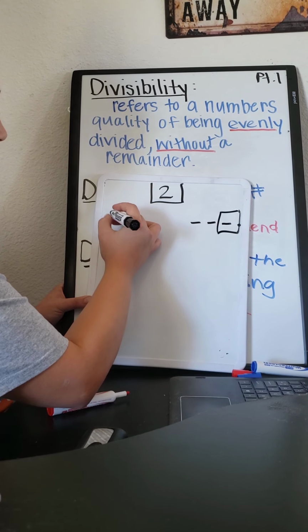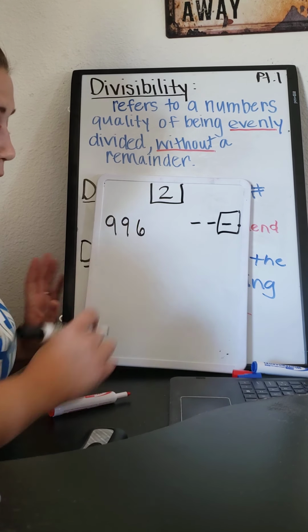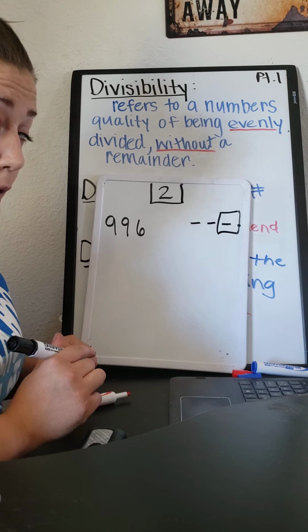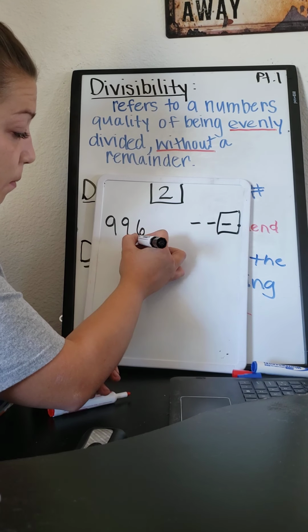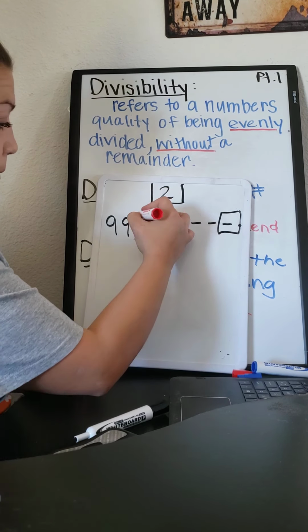Let's try 996. That looks like a kind of a big number. All we have to do is look at the number in the ones place again. Now, the number in the ones place is a 6. Let's go ahead and do some division and see if the number 6 is in fact divisible by 2 with no remainders. So 6 divided by 2.